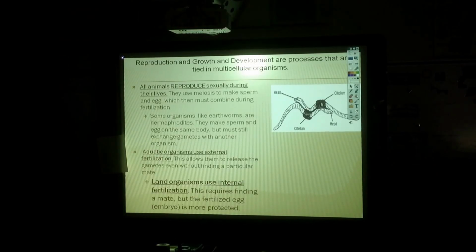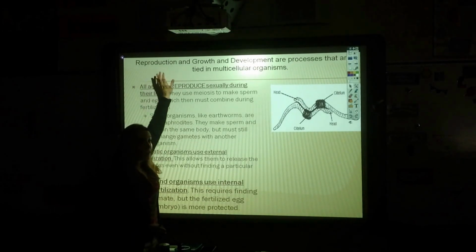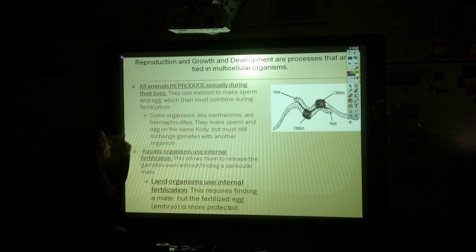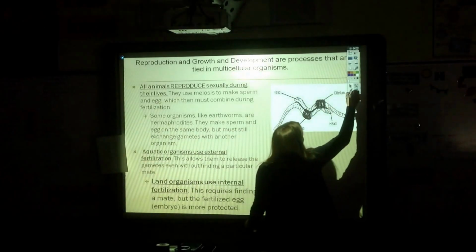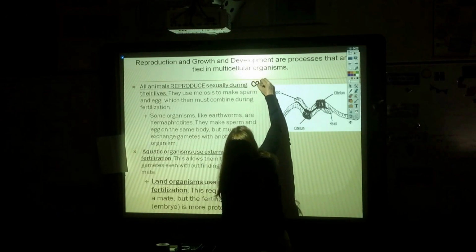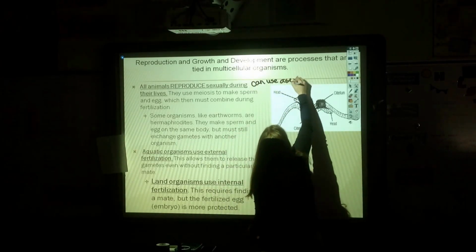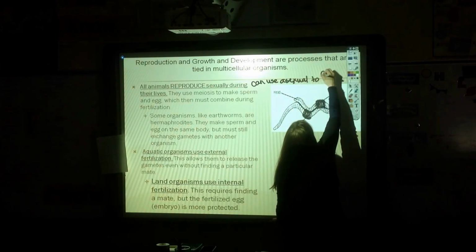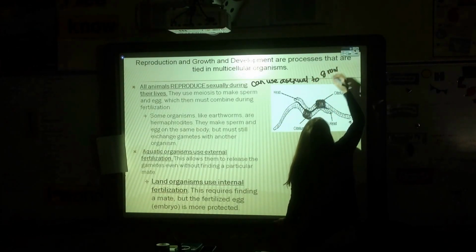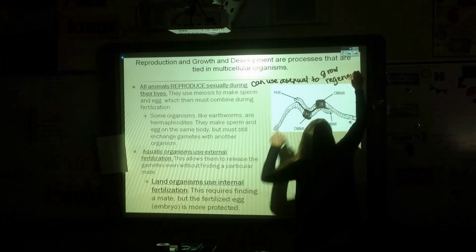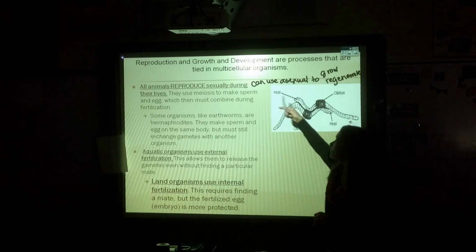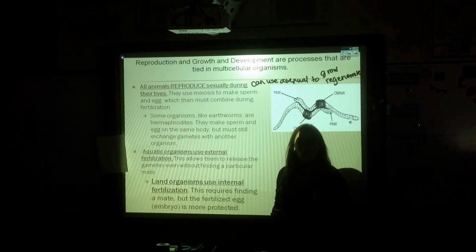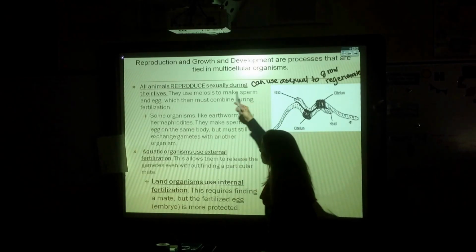We are finishing up section 5.3 today by talking about animal reproduction and animal growth and development. All animals reproduce sexually during their lives. Now we do want to add in that some can use asexual reproduction to grow and to do what we call regenerate. For example, the earthworm can regenerate or regrow part of its body if it's lost. So animals can use asexual reproduction for some things, but they produce offspring.